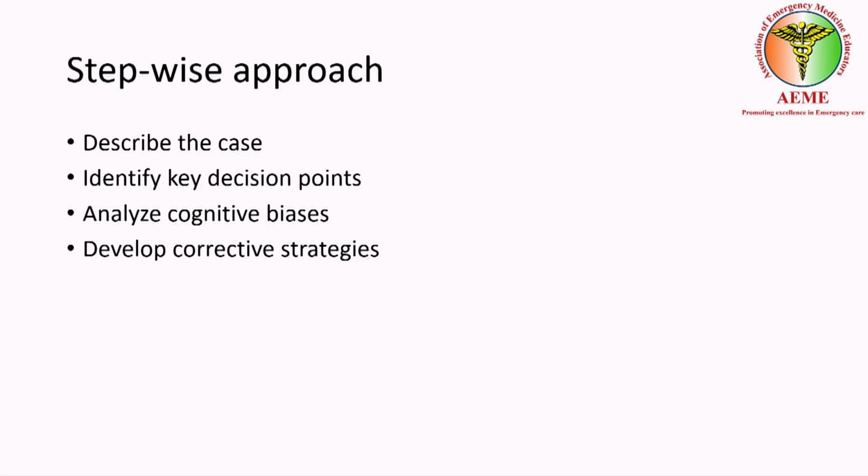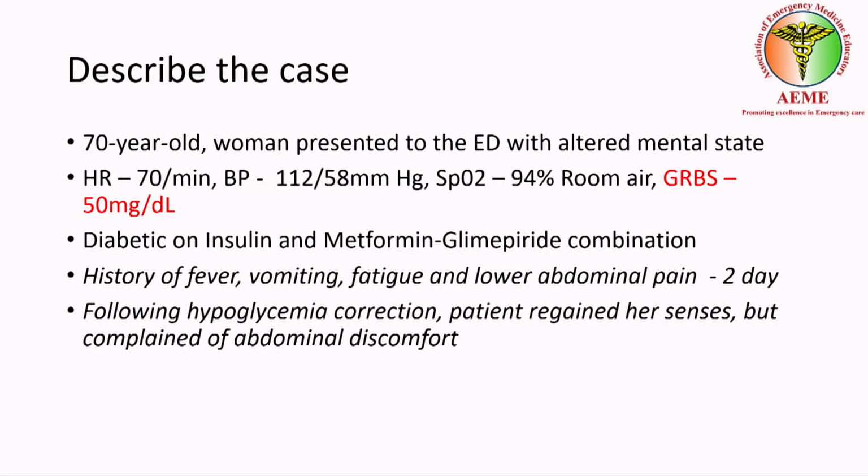So what happened? What was the error? We'll go back to our case, a 70-year-old female. She had hypoglycemia, she was a diabetic. She also had a history of fever, vomiting, fatigue, and lower abdominal pain since 2 days. Following her hypoglycemic correction, although her mental state was normal, she complained of abdominal discomfort.